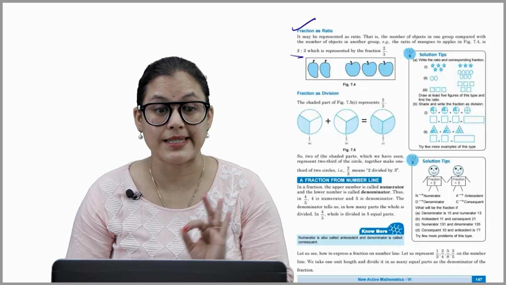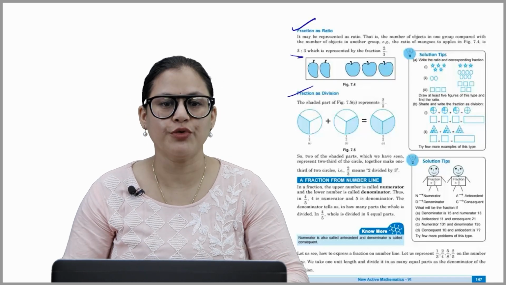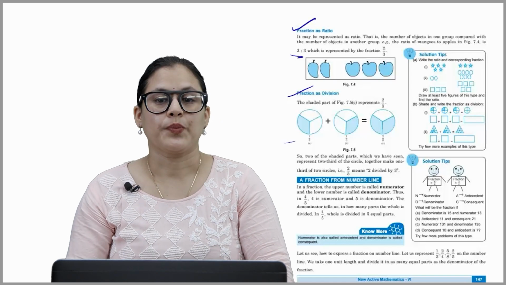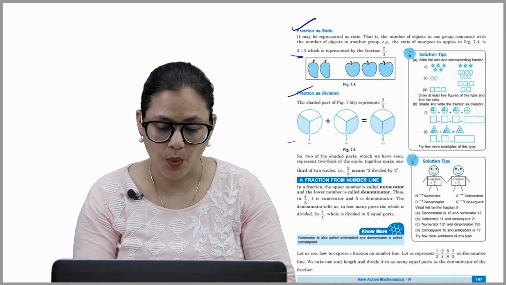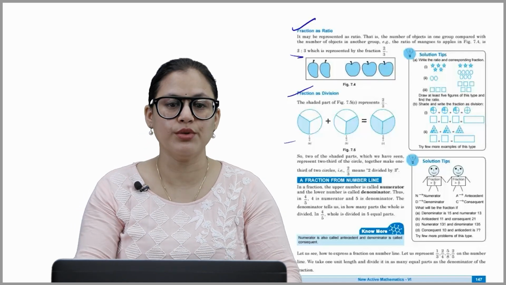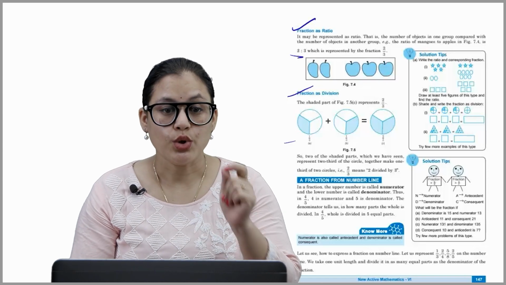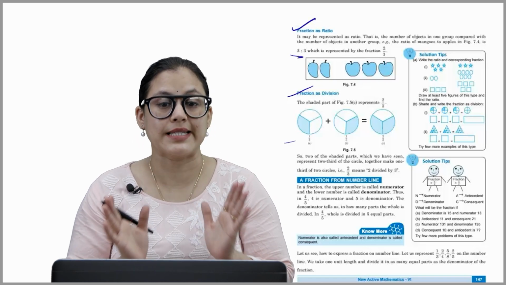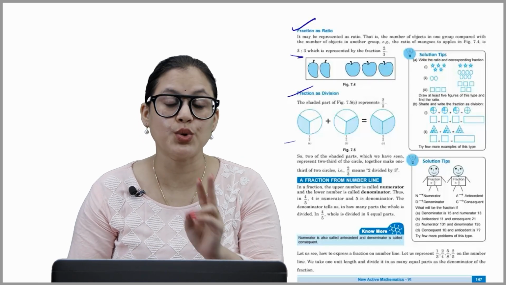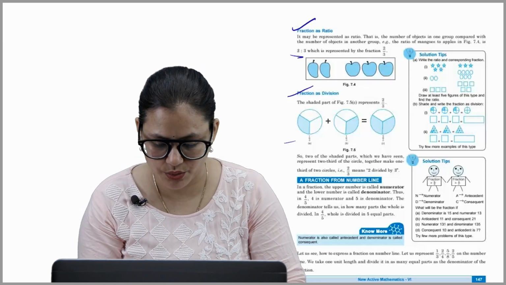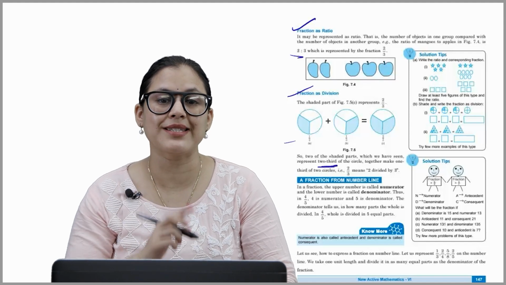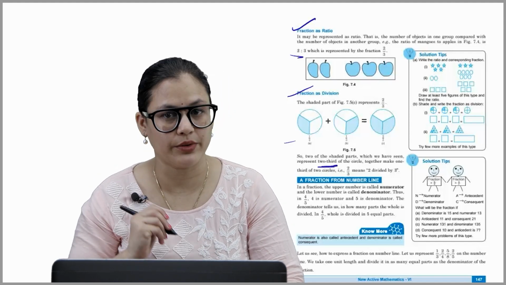Next, fraction as division. The shaded part of figure 7.5c represents this figure. 2/3 means 1/3 plus 1/3 is equal to 2/3. So, 2 of the shaded parts which we have seen represent 2/3 of the circle. Okay, 2/3. Together make 1/3 of 2 circles, that is 2/3, meaning 2 divided by 3.